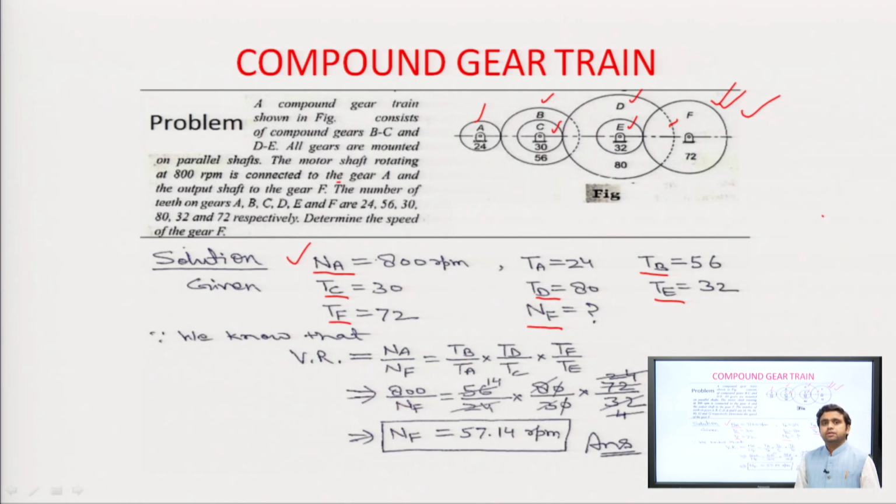Since we know that for a compound gear train the velocity ratio N A by N F is equal to T B by T A multiplied by T D by T C multiplied by T F by T E. In this formula we can put the known values and finally we will get the speed of gear F in rpm, that is 57.14 rpm. This is the required answer.